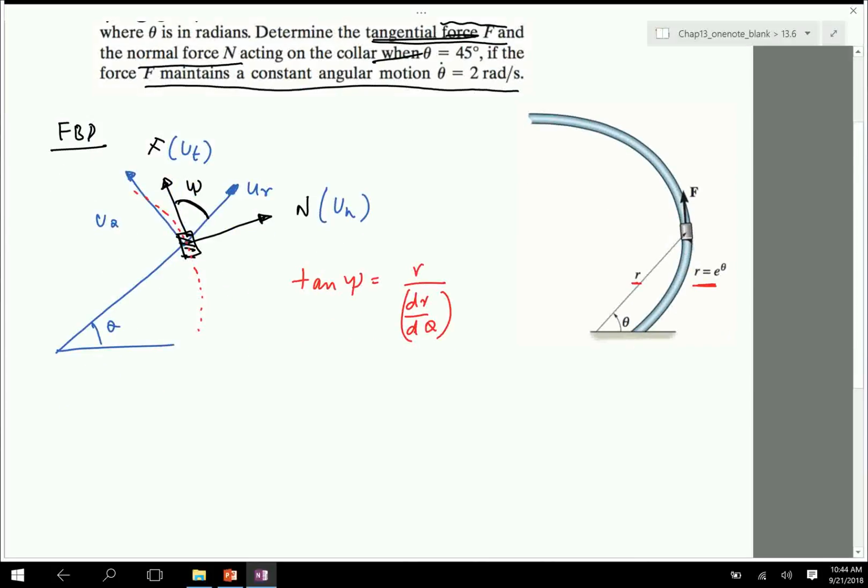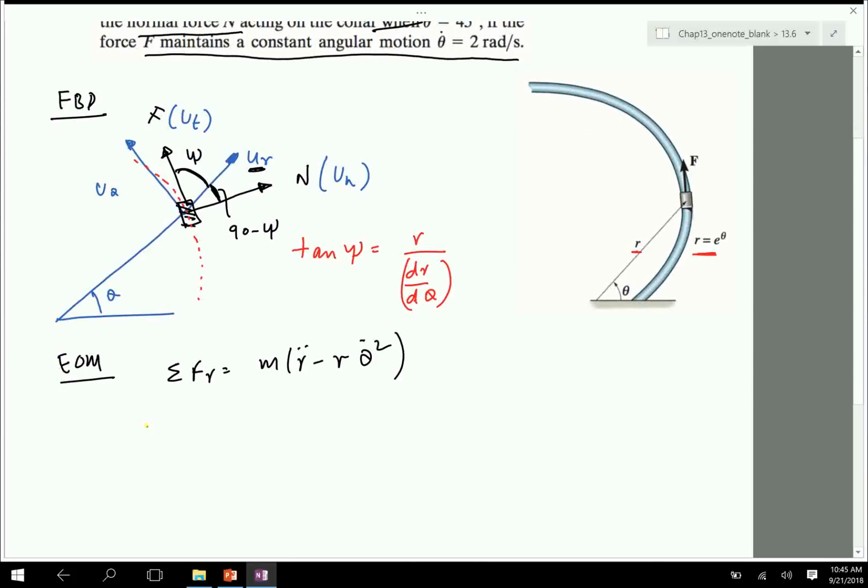Okay, so we have that. Let's start writing the equations of motion. So again, as I said, you want to write equations in r theta coordinates because you know the curve in r theta coordinates. So F_r equals m times r double dot minus r theta dot squared. So all the forces in the R direction, which is this direction. So F, the force, this angle is going to be 90 minus psi, right? Because F makes an angle of 90 degrees with N. So now I can write forces in the R direction, N times cosine of 90 minus psi, with a positive sign.